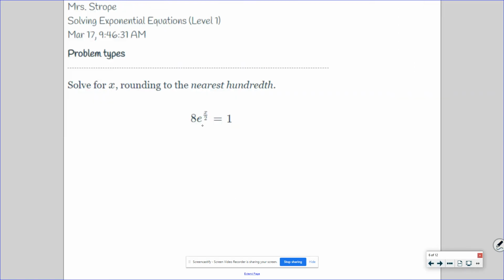Okay, let's do another one like that. Again, I want to try to get to the exponential part, so I want to divide by 8 right from the beginning. And that gives me e to the x over 2 is equal to 1/8. From this point, we're going to apply a logarithm to both sides. But I think the smartest thing to do, because we have that e, would be to use ln. Anytime you have e, ln and e kind of go hand in hand. It's going to make your life easier to use that.